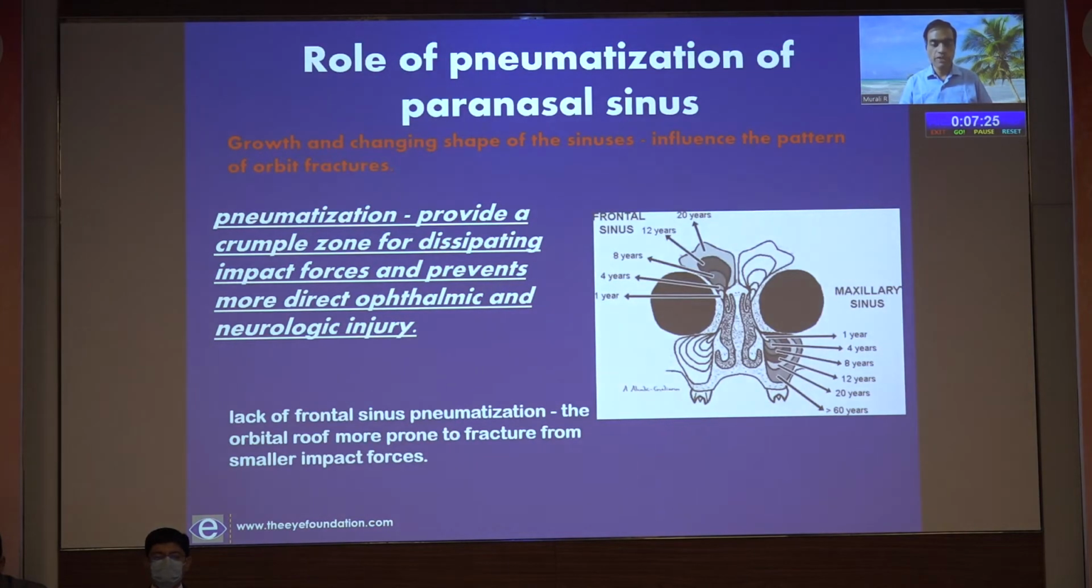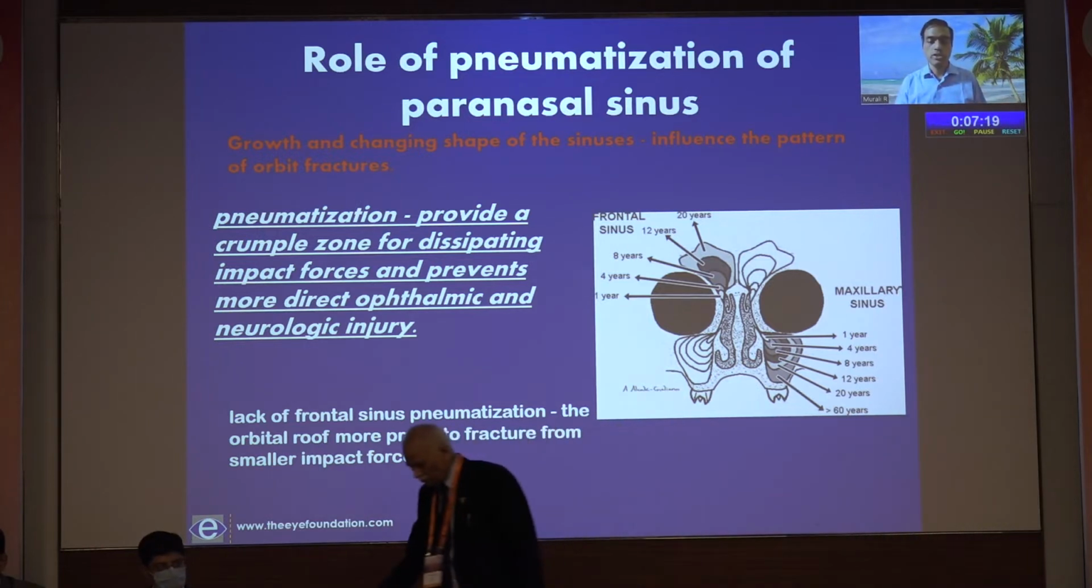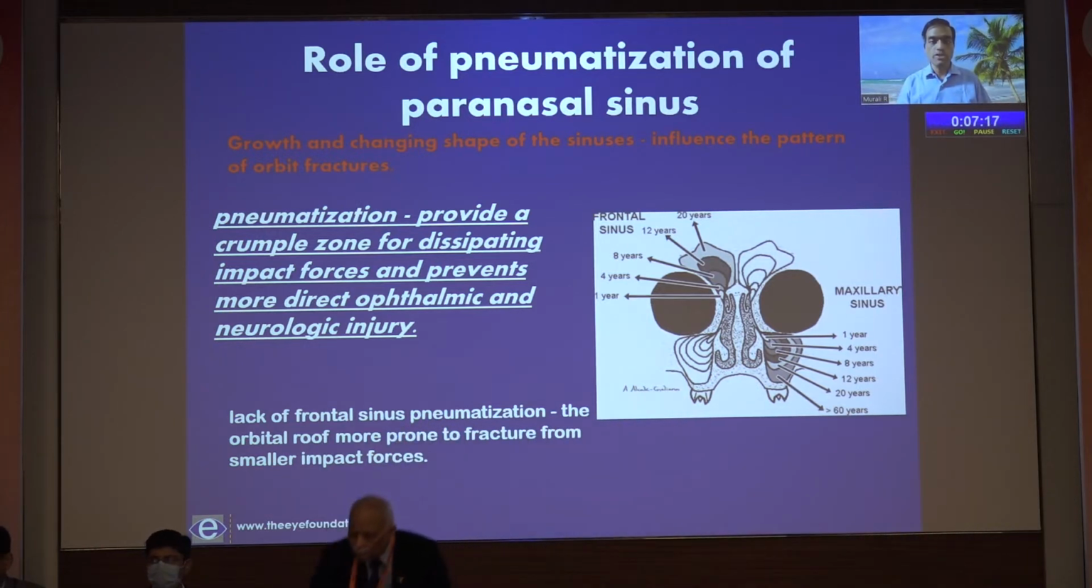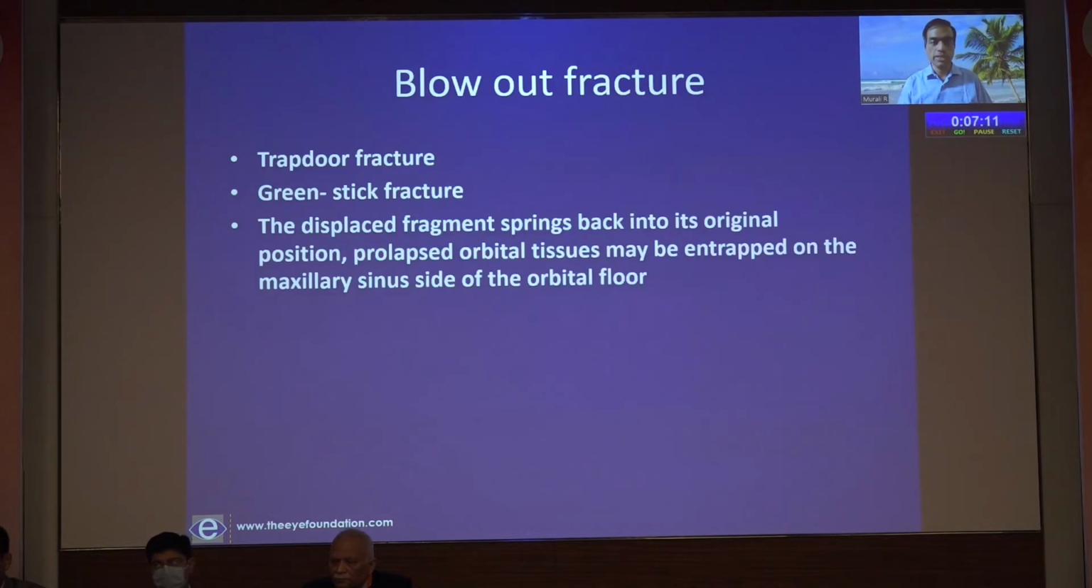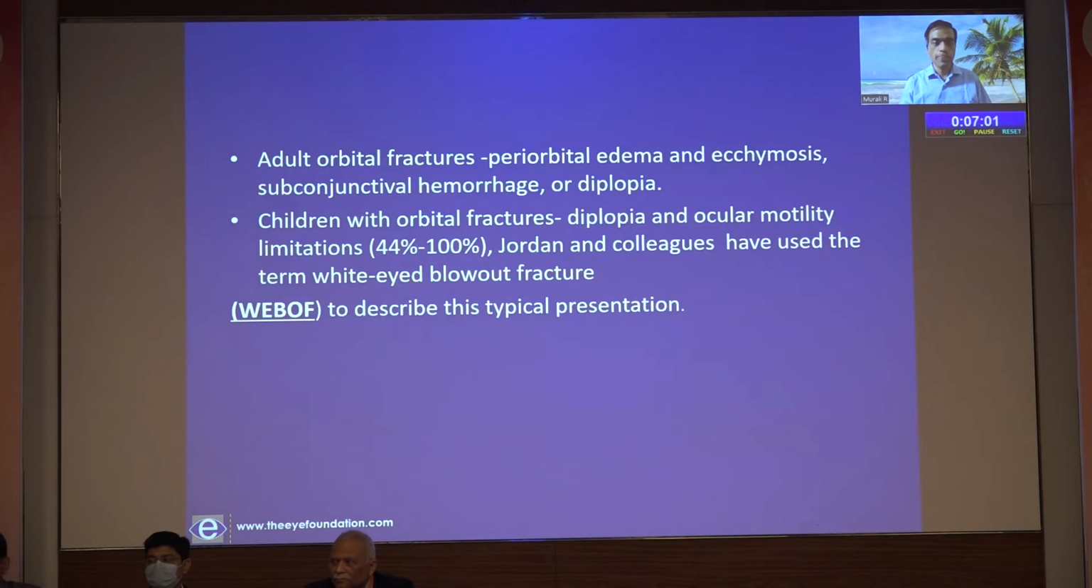In addition, many of the sinuses which act as shock absorbers protecting the brain and eye from injury are not pneumatized in children. So you would not get a blowout fracture of the orbital floor in children as young as 8 years of age because the maxillary sinus is not pneumatized. So blowout fractures in children are typically a trapdoor fracture. That is, the displaced fragment would spring back to its original position, trapping prolapsed orbital tissue.